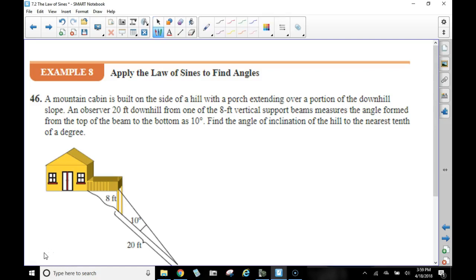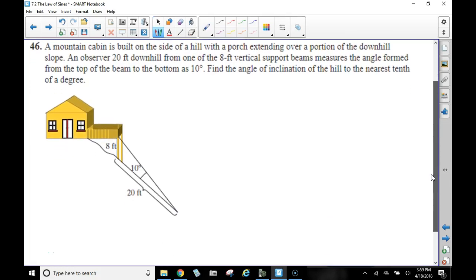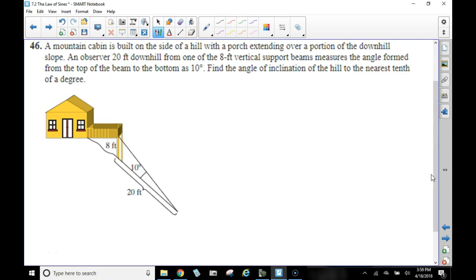All right, on the next example, example 8, this says a mountain cabin is built on the side of a hill with a porch extending over a portion of the downhill slope. Nice. Okay, an observer 20 feet downhill from one leg of the 8-foot vertical support beams measures the angle formed from the top of the beam to the bottom of the beam to be 10 degrees. So in this little triangle that is formed here, the angle down here is the 10 degrees.